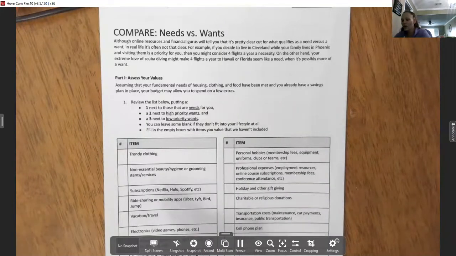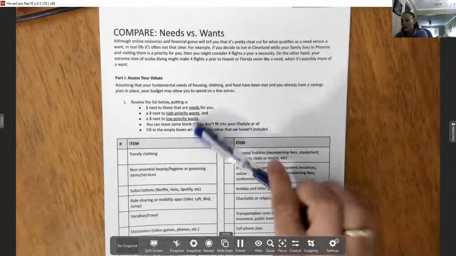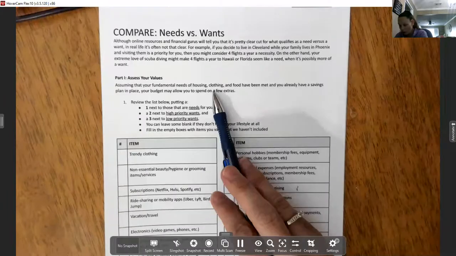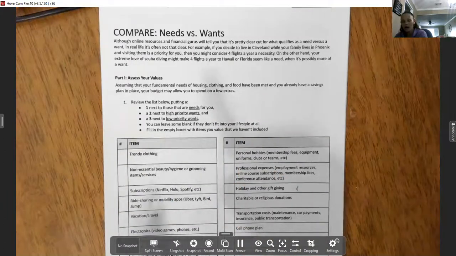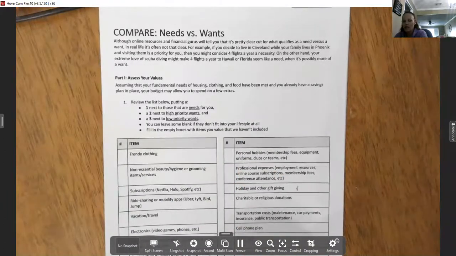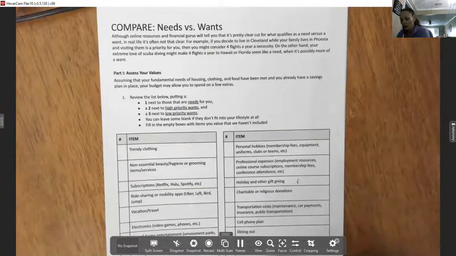So here's what you're going to do, though. Assuming your fundamental needs of housing, clothing, and food have been met, and you already have a savings plan in place, you have a little bit of extra money in your budget. So you already have basic clothes, not name brand or anything. You have housing and you have your basic food. And you're putting money in savings.